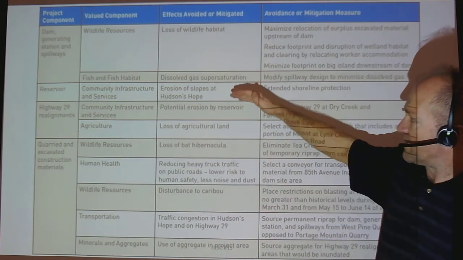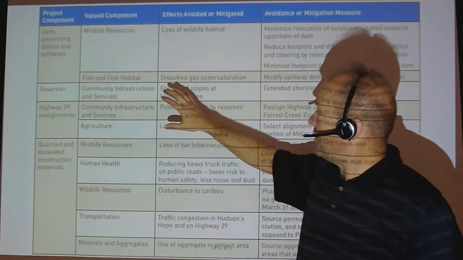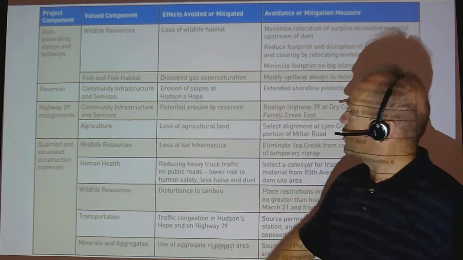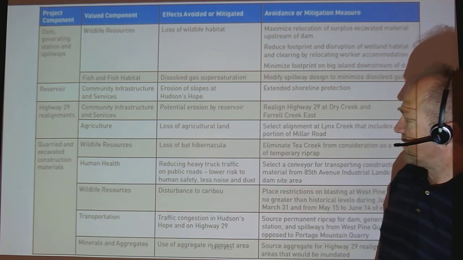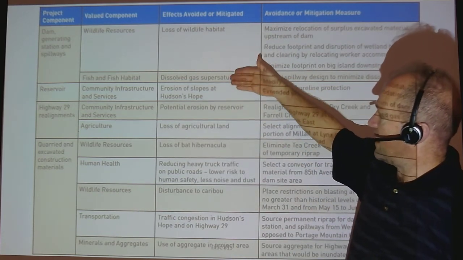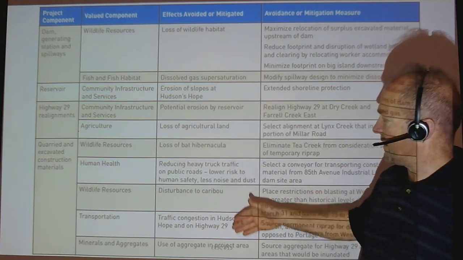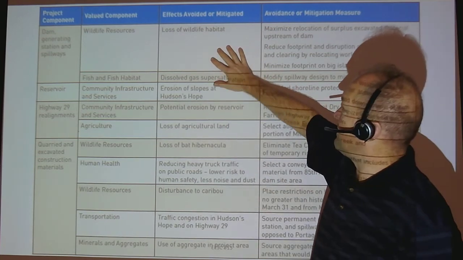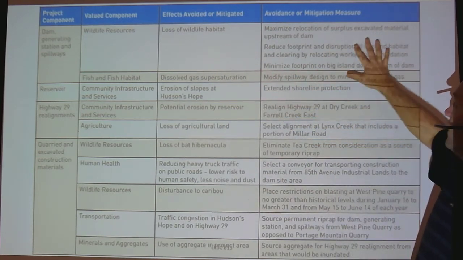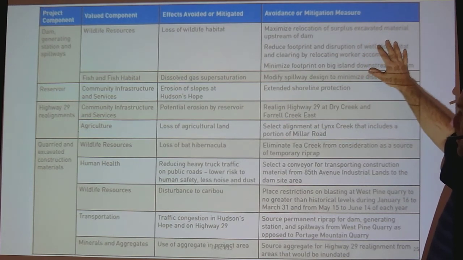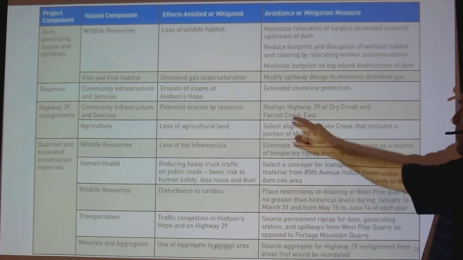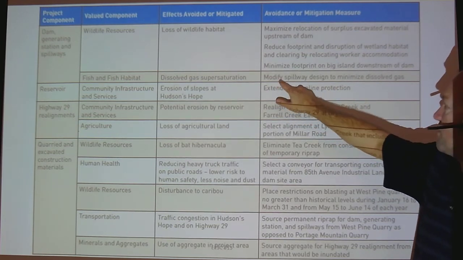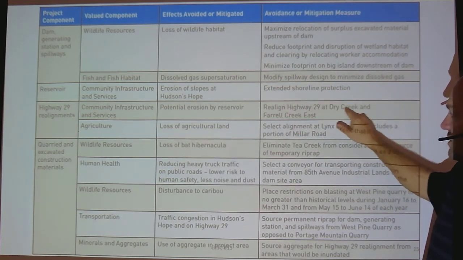Again, here are more project components, how they affect valued components, and effects avoided or mitigated. This is from the executive summary. This is BC Hydro talking about how they've mitigated effects, or rather, which effects were avoided or mitigated. And then these are the measures that they took to mitigate the effect. For example, extended shoreline protection and modified spillway design are all different mitigations.